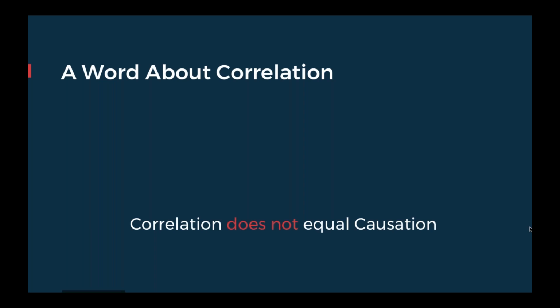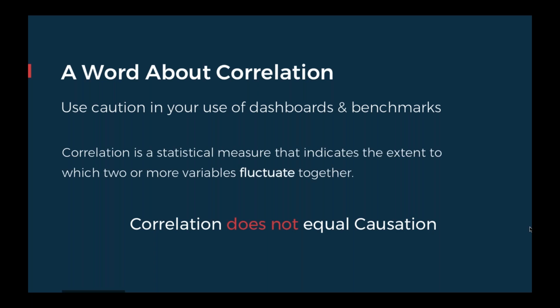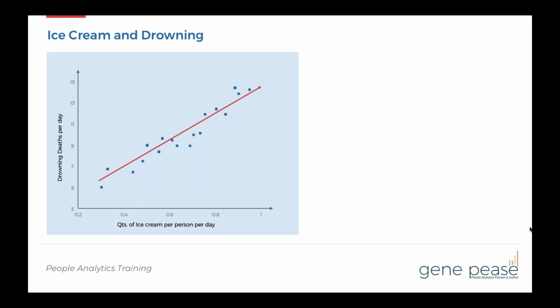But I want to talk for a minute about correlation, because it does not equal causation. Your dashboards and benchmarks are generally correlated information. So you must be very careful around it, because correlation is a statistical measure that indicates really what things fluctuate together, variables fluctuate. We're not exactly sure why. So we have to be careful making business decisions just based on these correlations.